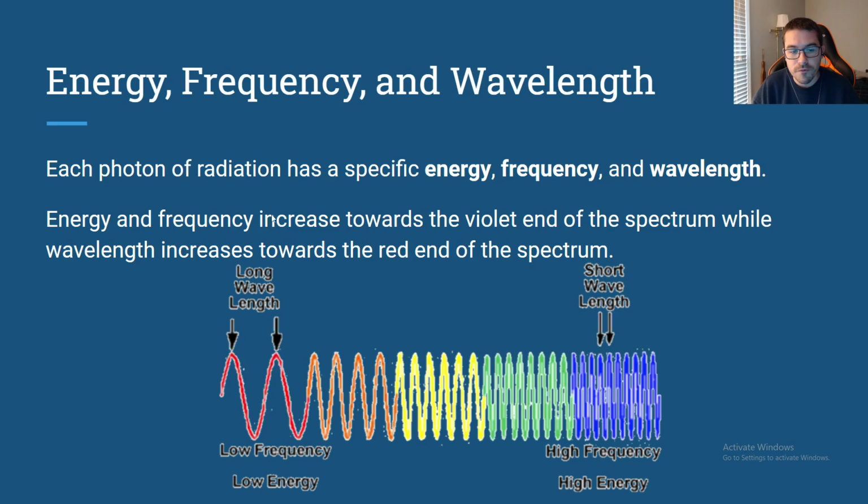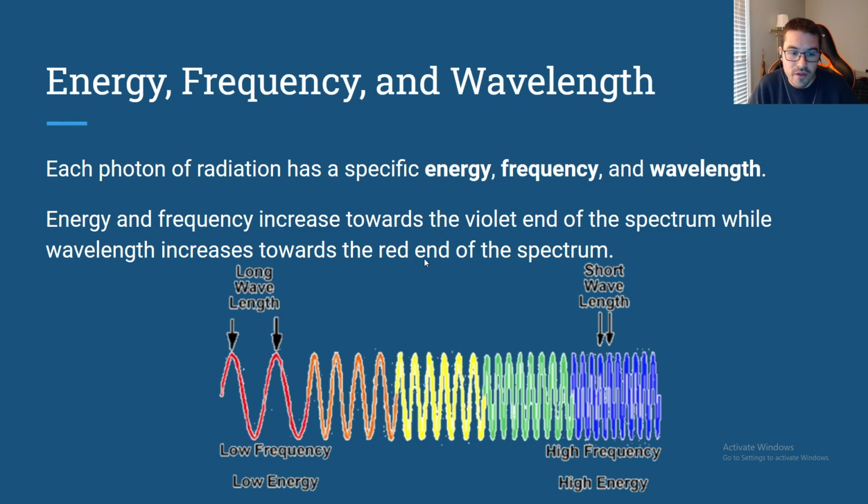Energy and frequency are directly proportional to each other. So as you can see here on this little diagram, energy and frequency increase towards the violet end of the spectrum. So as you get higher in energy, that also means you're getting higher in frequency. Imagine this wave moving from left to right through space. Frequency is the number of waves, or cycles, that pass by in a second. So as these get scrunched up closer and closer together, that means higher frequency and higher energy. But that means short wavelength, okay?